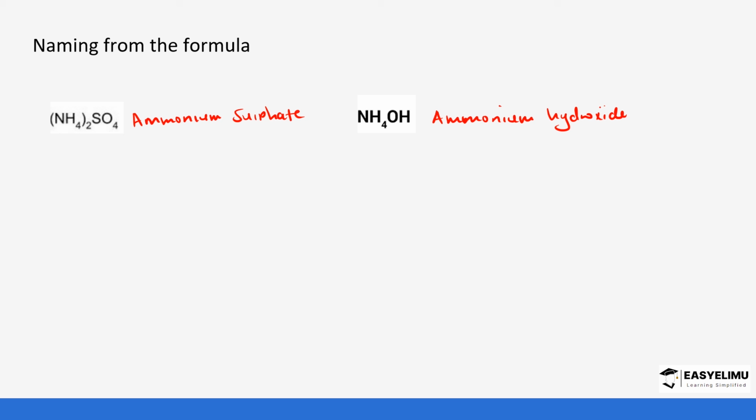But now, how do we name from the already formed formulas? So this is ammonium sulfate. This is ammonium hydroxide. This is ammonium nitrate. This is ammonium phosphate.